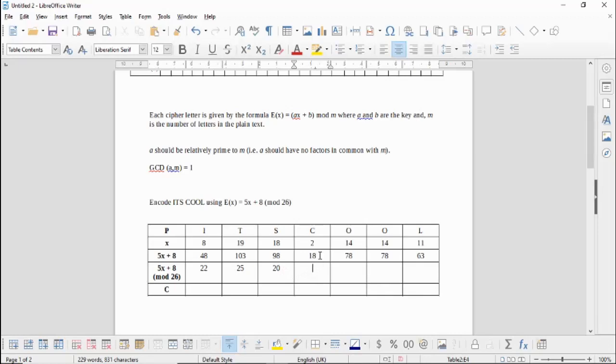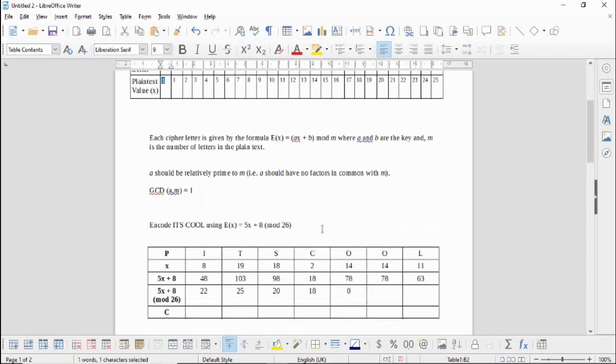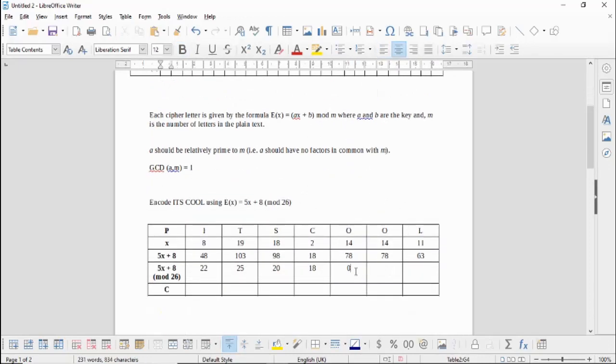26 is greater than 18, so 26 can't go into 18. So therefore, its remainder is just 18. For 78, because 78 is a multiple of 26, there's no remainder. Therefore, it's 0. Can you see why now the plain text is 0? The plain text value is 0. You'll see why.